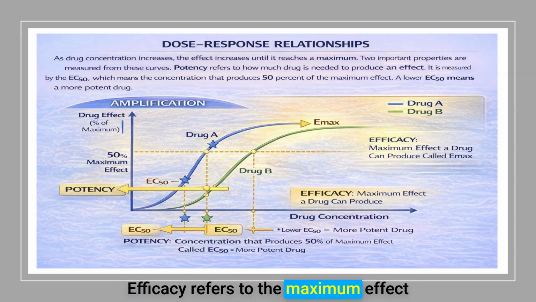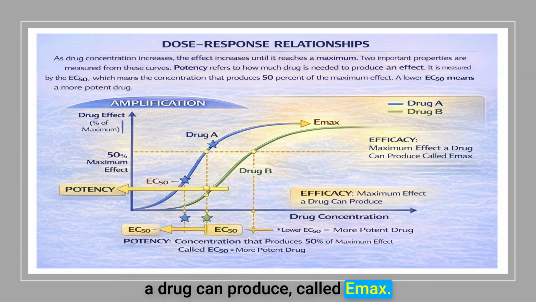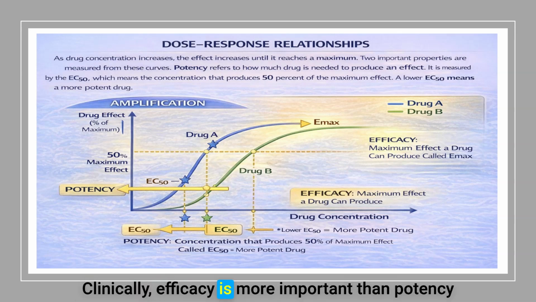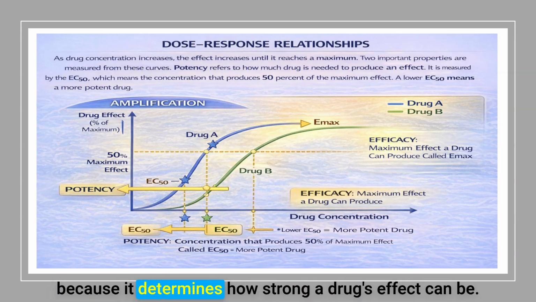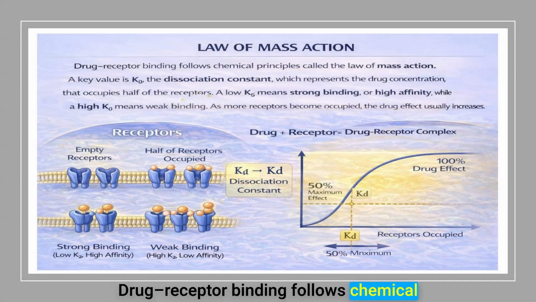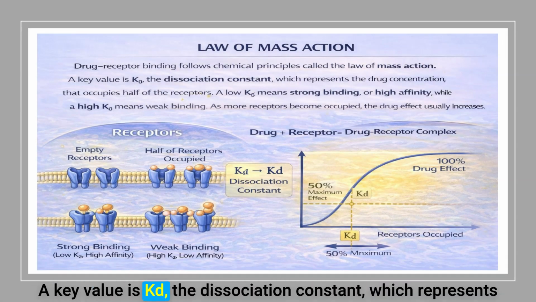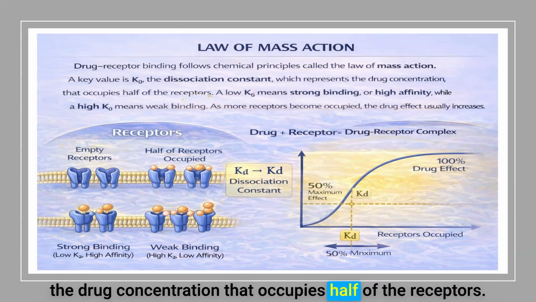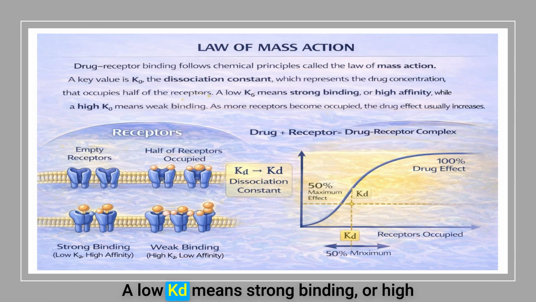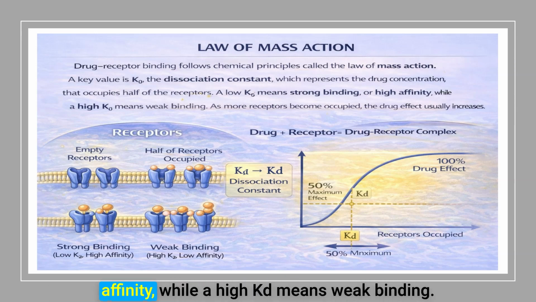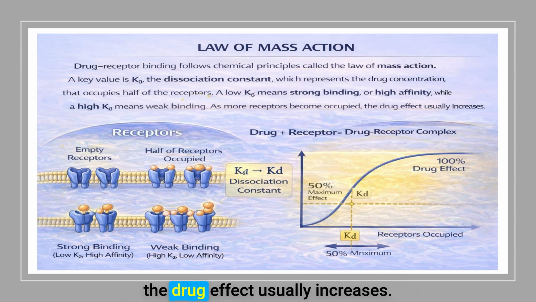Efficacy refers to the maximum effect a drug can produce, called Emax. Clinically, efficacy is more important than potency because it determines how strong a drug's effect can be. Drug receptor binding follows chemical principles called the law of mass action. A key value is Kd, the dissociation constant, which represents the drug concentration that occupies half of the receptors. A low Kd means strong binding or high affinity, while a high Kd means weak binding. As more receptors become occupied, the drug effect usually increases.